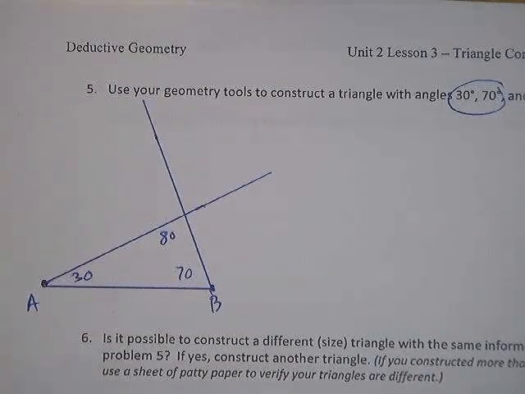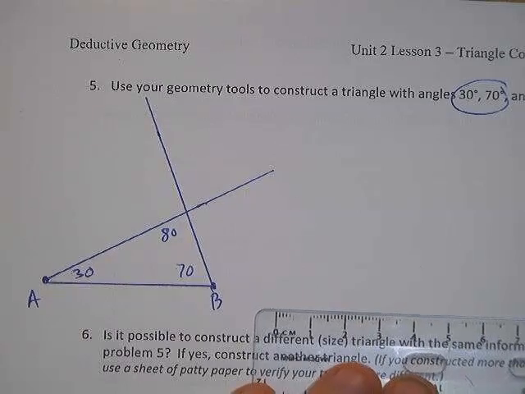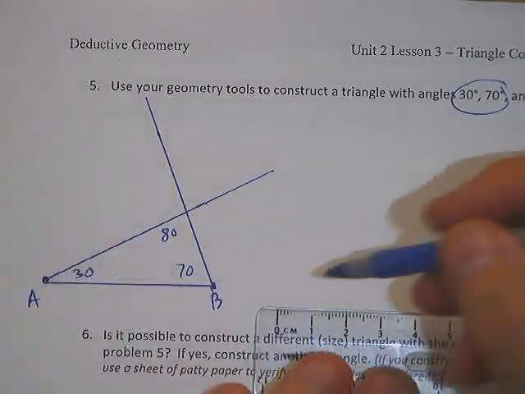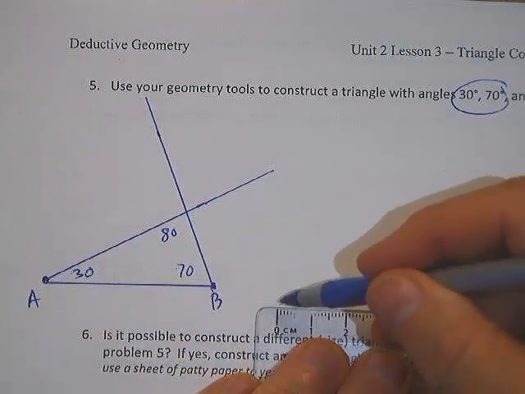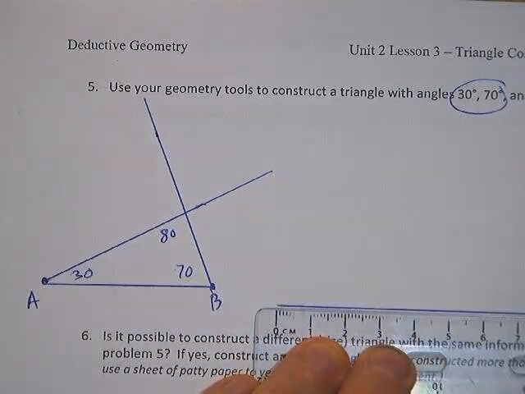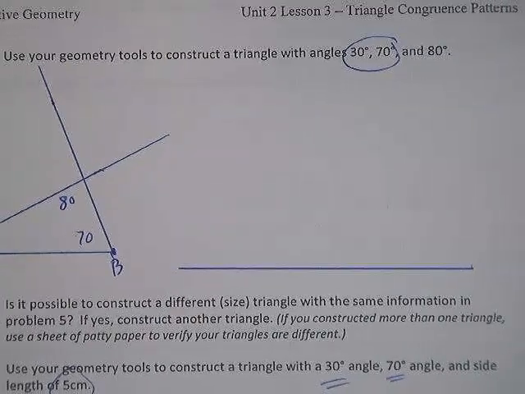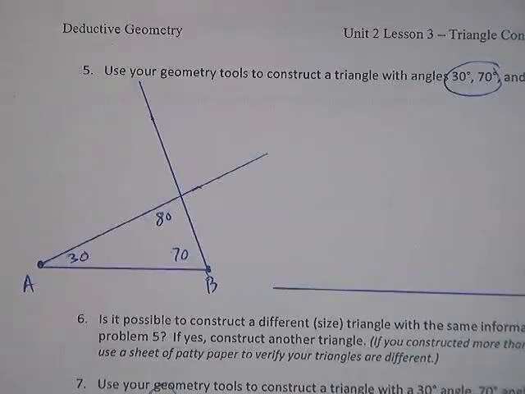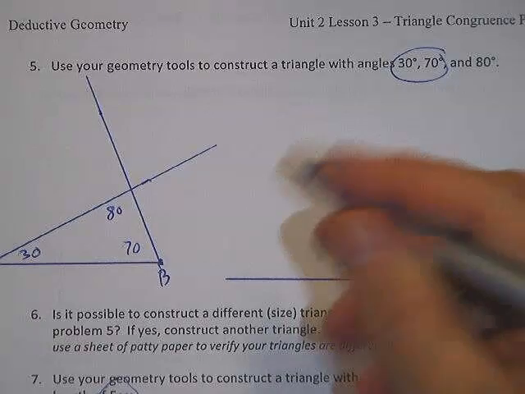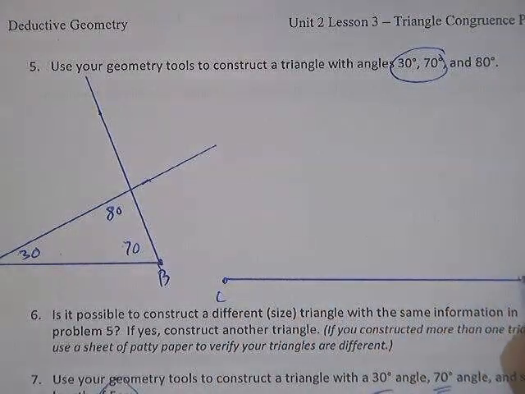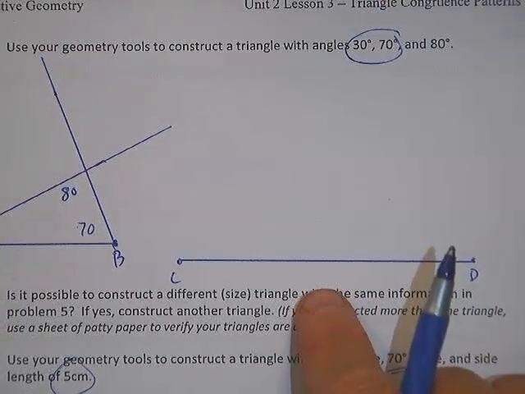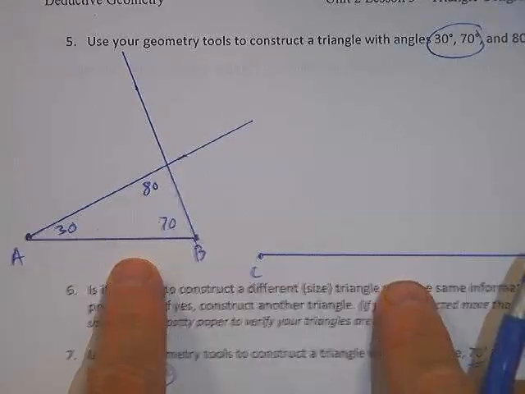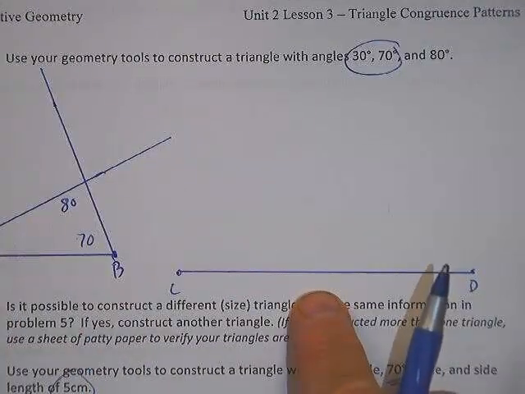Alright, so problem number 5. If I wanted to make the triangle a different shape or size, the angles I can't change, but what I can do is make sure that I start off with a length that's longer than the original length. So I'll call this line segment CD. So I can still do my 30 and my 70, but this time I'm forcing the triangle to be larger since I'm choosing a longer segment.